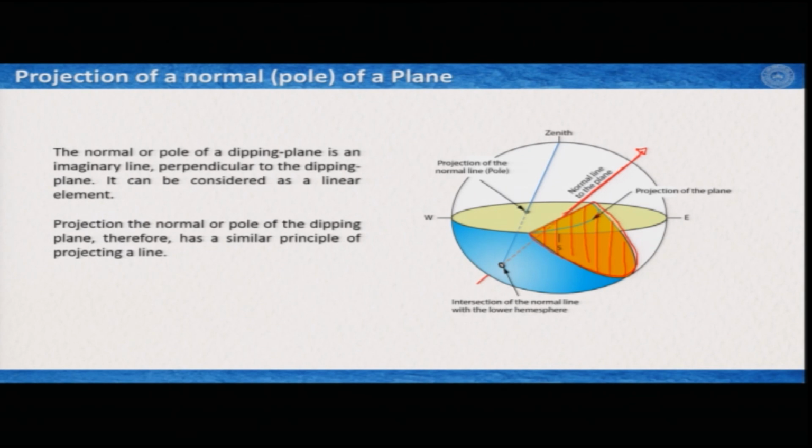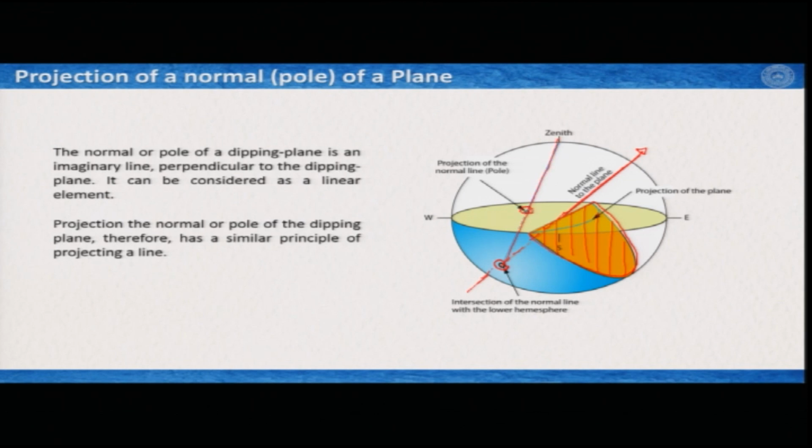Now, because we will be doing lower hemisphere projection, we will extend this line so that it passes through the lower hemisphere and intersects it, and here is the point where it intersects. Now, the task is simple. We have the intersection point at the lower hemisphere, then we connect this point to the zenith.